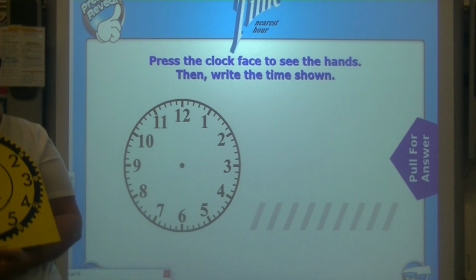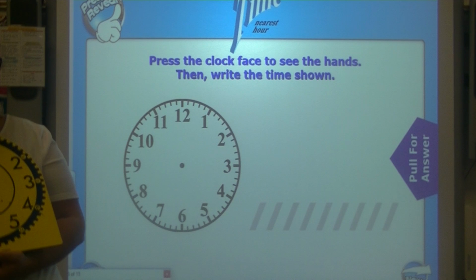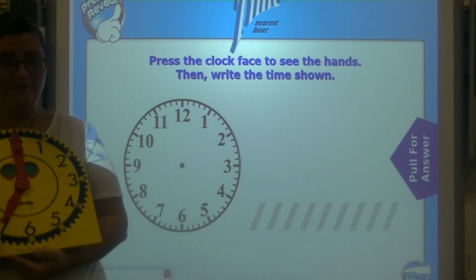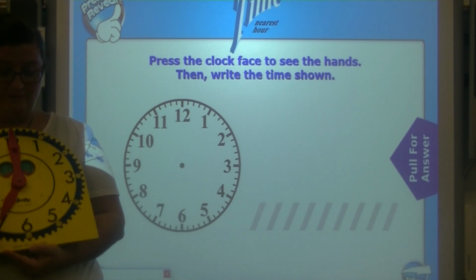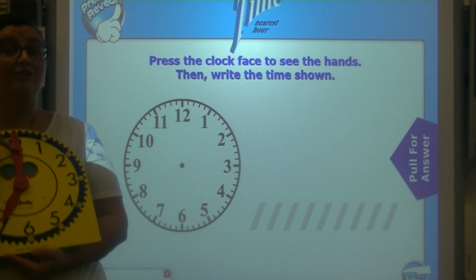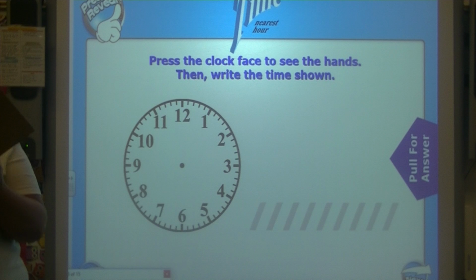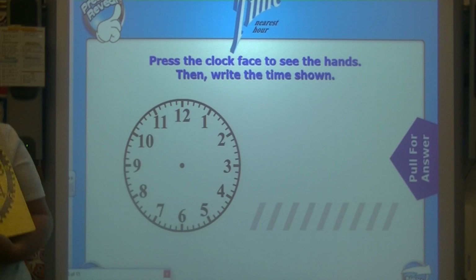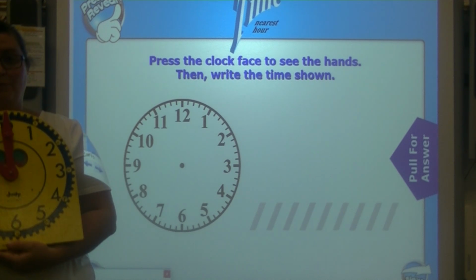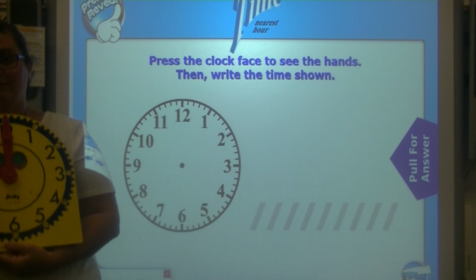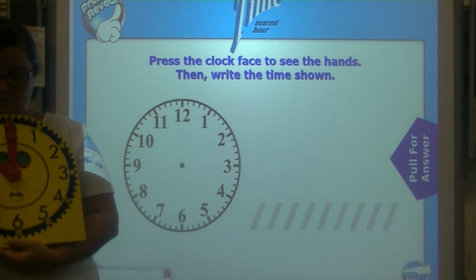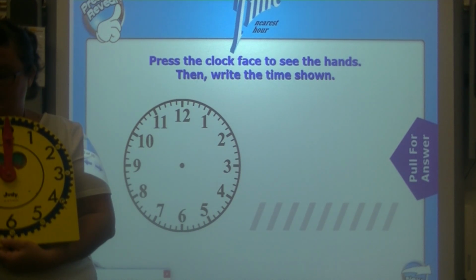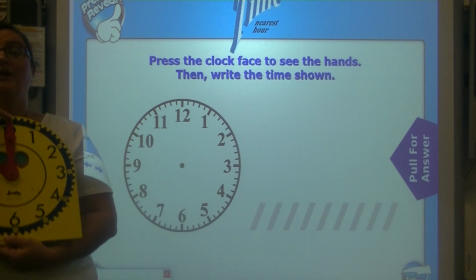What time do you think it is? All right, our hour hand is on the 7. 7 o'clock. Let's try another one. See if I can trick you. What time is it? Where is my hour hand? It is on the 10, so it is 10 o'clock.